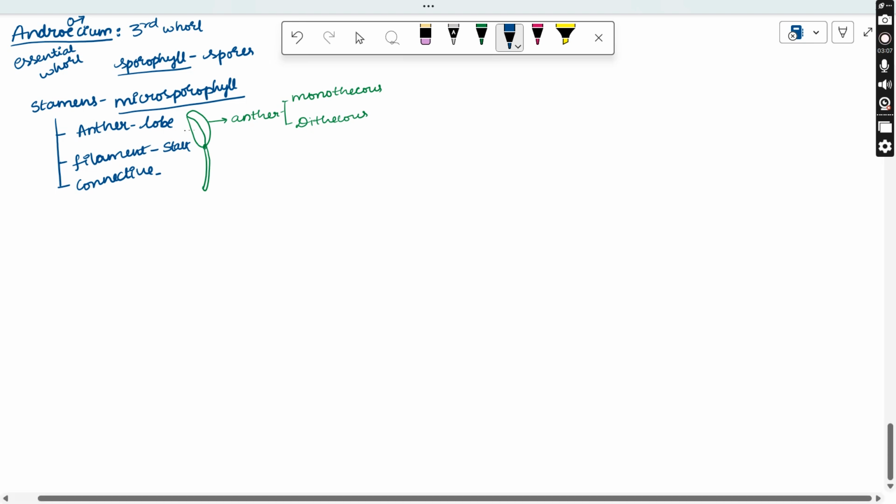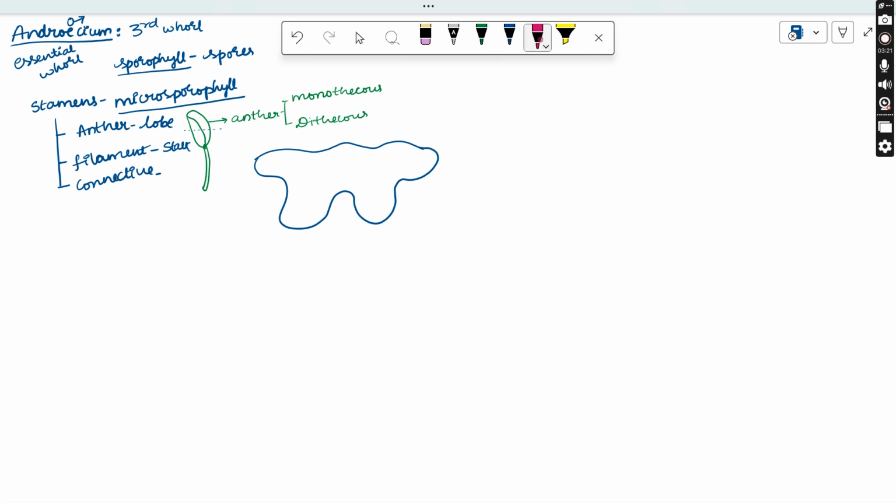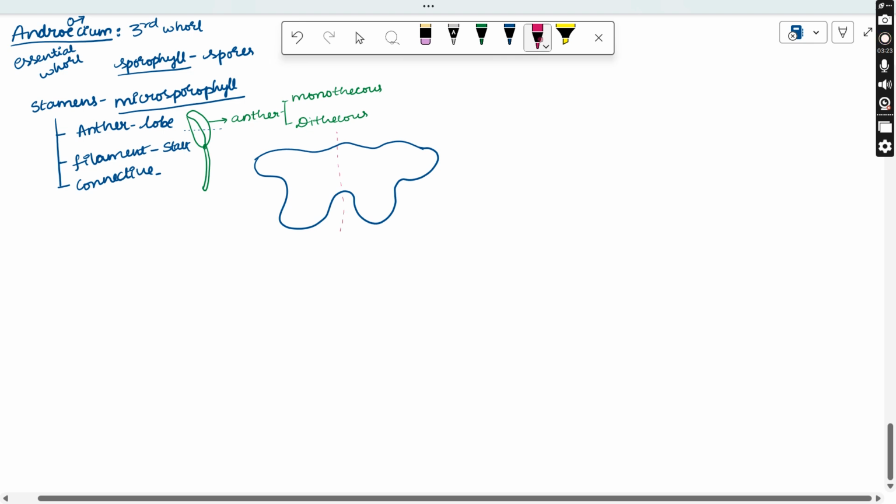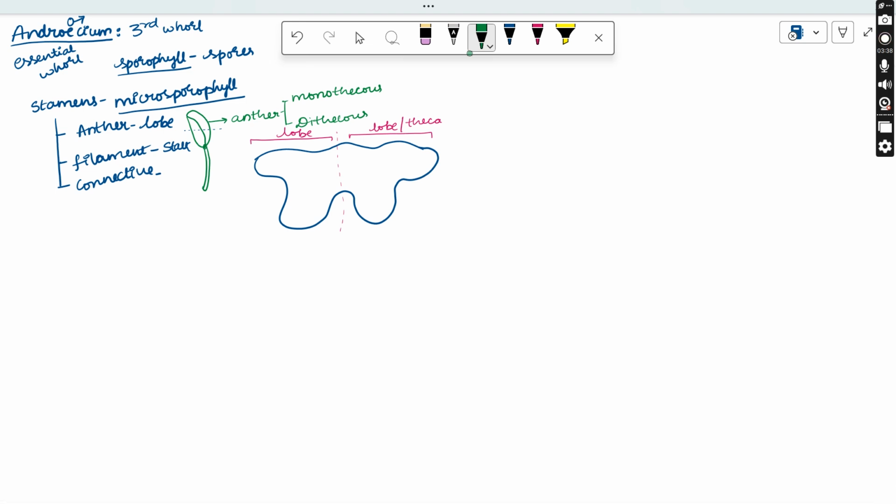Suppose you are dissecting this anther, if you are going for the transverse section, you can find this type of structure in it, a butterfly shaped structure. If you are making it into two equal halves, this half part is like one lobe, and the other half is the other lobe. This lobe is also called a theca. If one lobe is there, that is monothecous. If two lobes are there, that is dithecous.